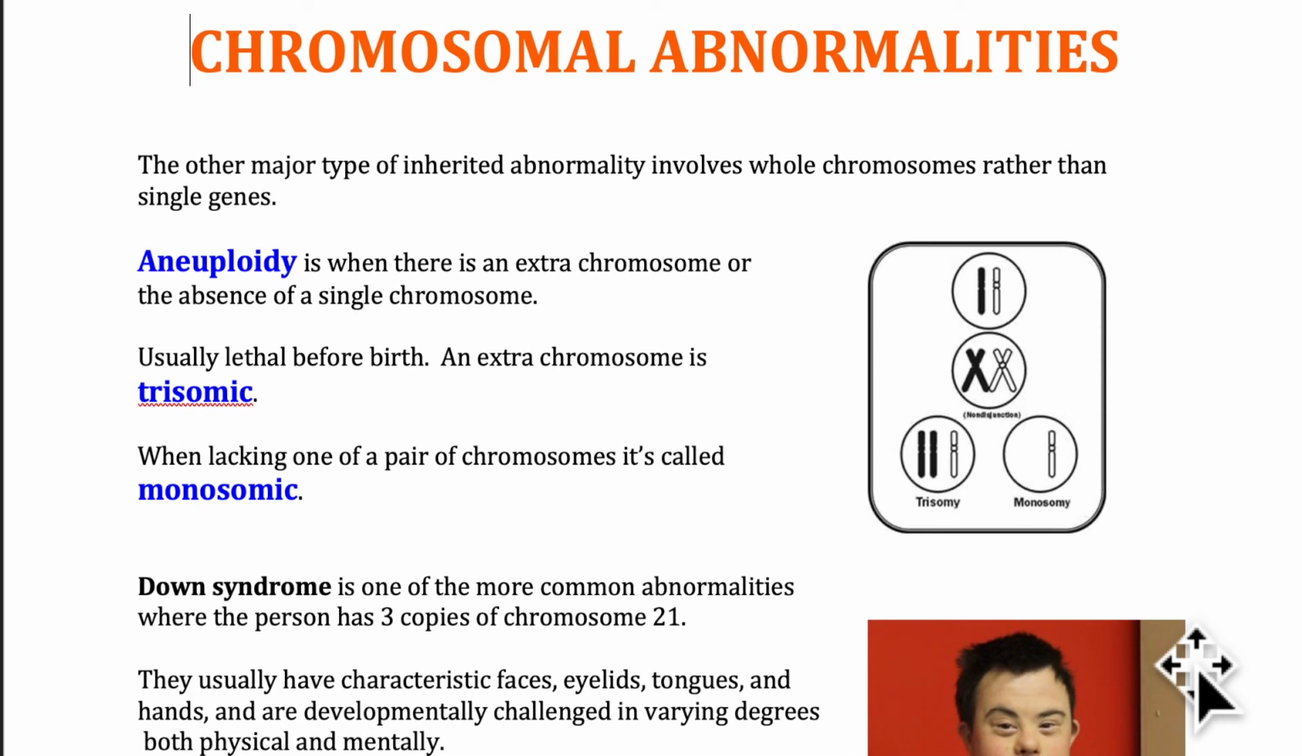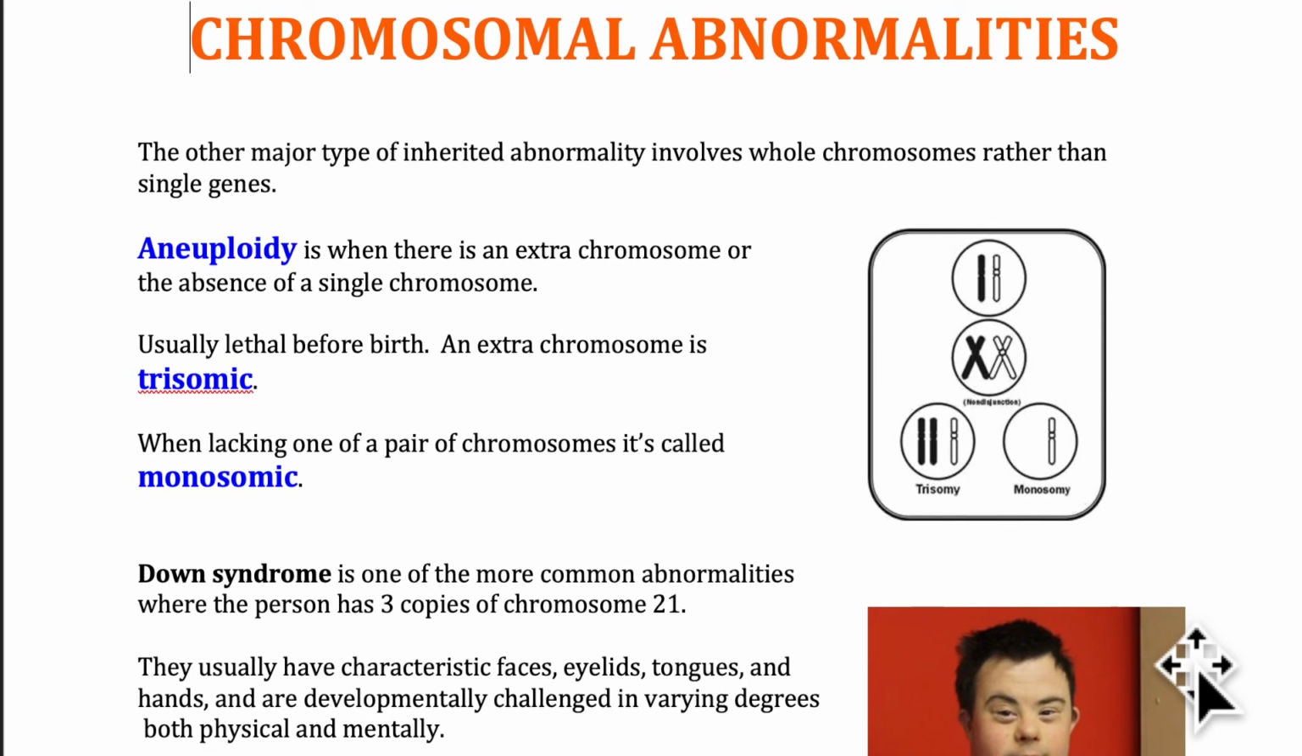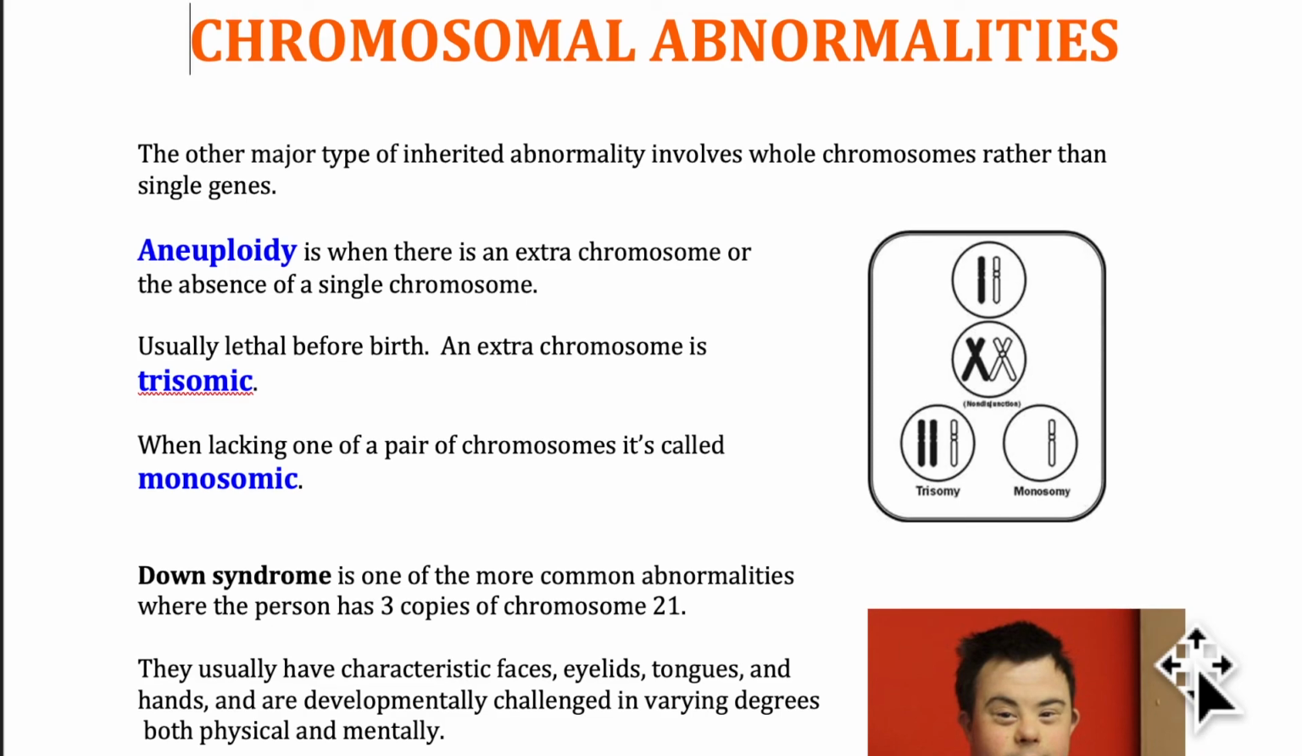Next thing we're going to talk about is chromosomal abnormalities. The other major type of inherited abnormality involves whole chromosomes rather than single genes. Aneuploidy is when there is an extra chromosome or the absence of a single chromosome, like Down syndrome. Usually lethal before birth, an extra chromosome is called trisomic. When lacking one of a pair of chromosomes, it's called monosomic.